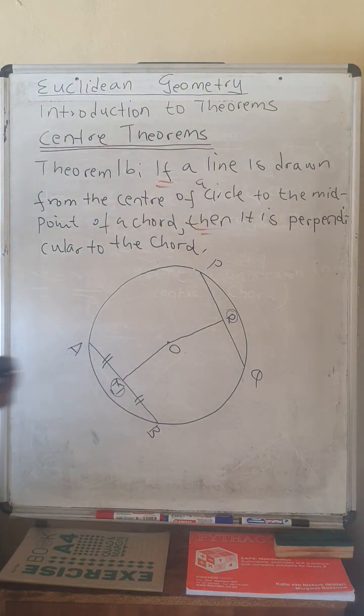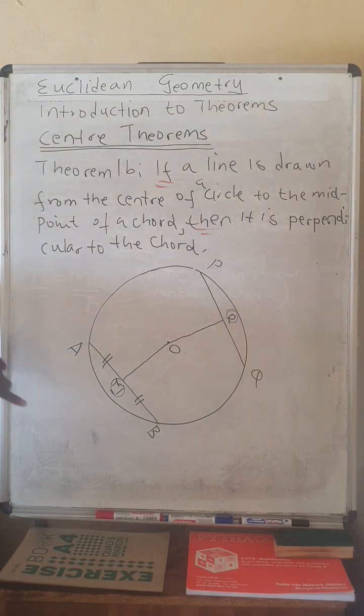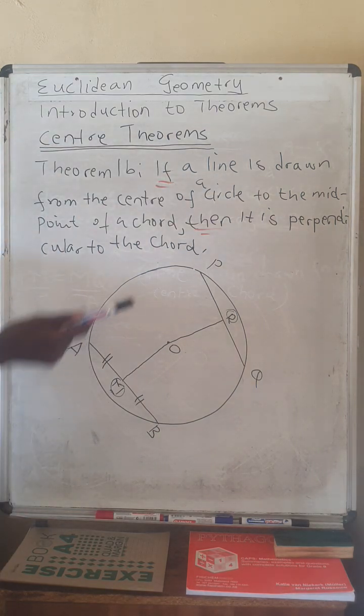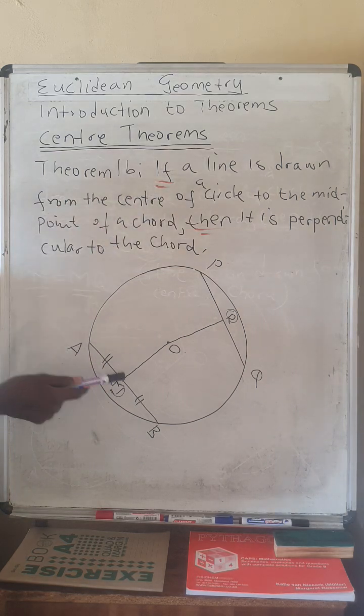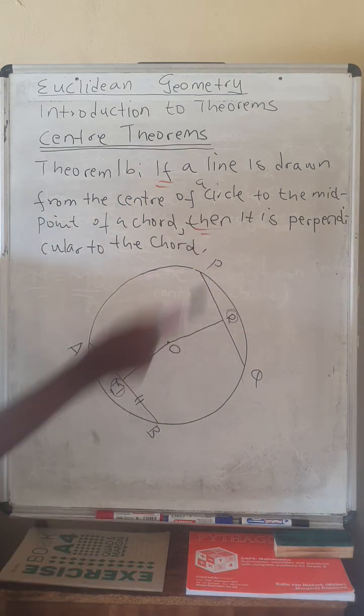Now, let us conclude. When we conclude, that becomes a conclusion. Remember, in this case, we said the condition is a line that is drawn from the center of the circle to the midpoint of the chord. Remember I said once a condition is met, then it must be followed by what? By a conclusion. Was the condition of this theorem met? Yes, it was met. I'm having a line from the center to the midpoint of a chord.